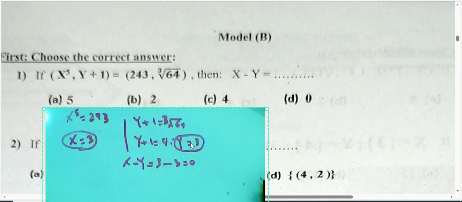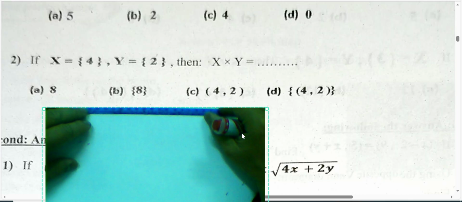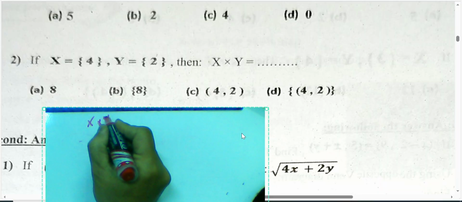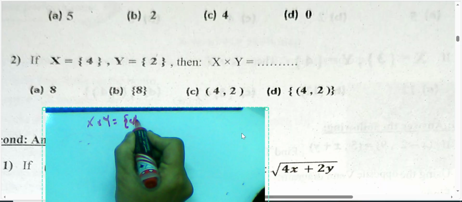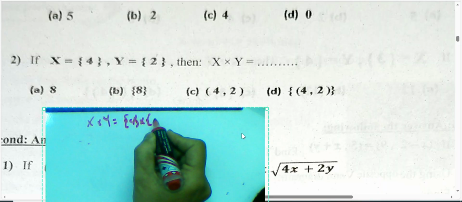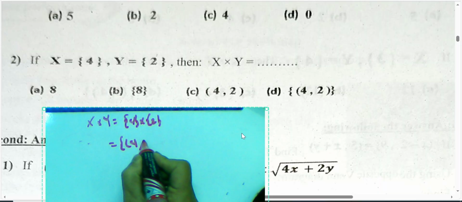Okay, next question. Number 2. We have x and y. We want the Cartesian product between x and y. X Cartesian product with y. We can write x was 4 and y was 2. We have a set of ordered pairs 4 and 2.